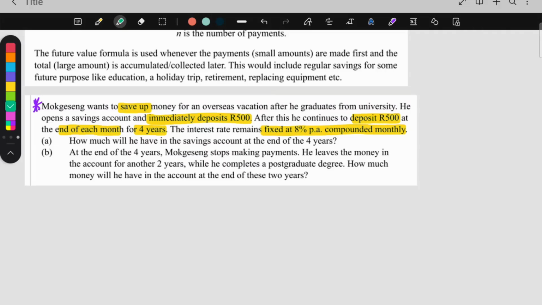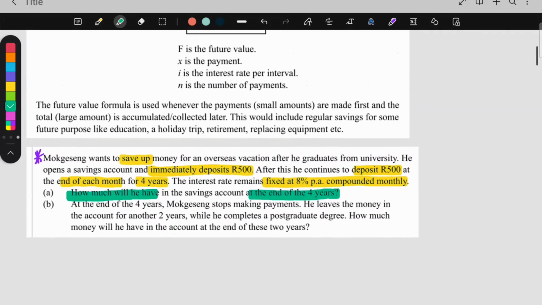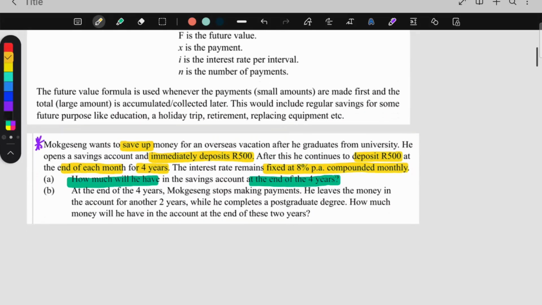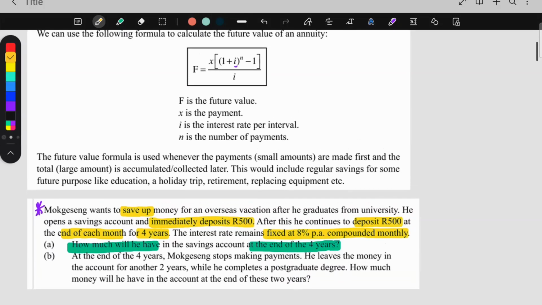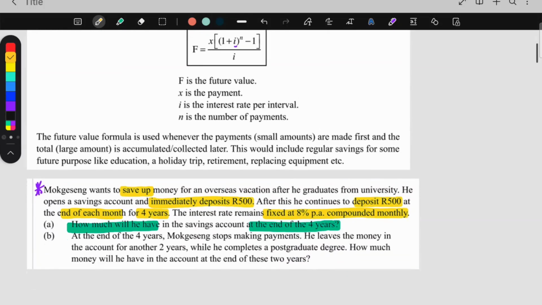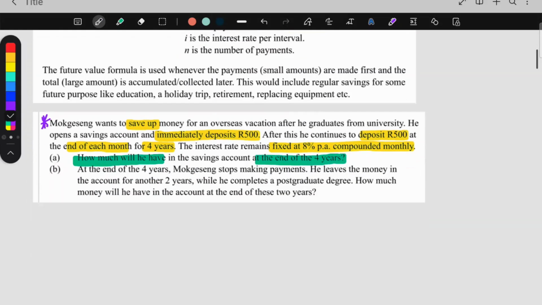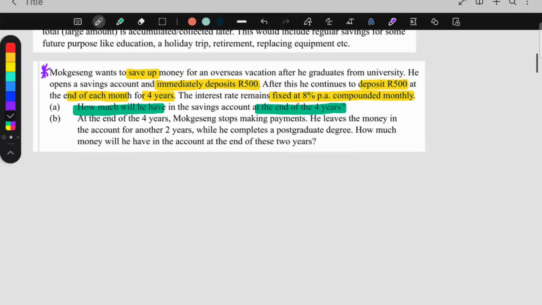And let's look at question A. Question A says, how much will he have in his savings account at the end of the 4 years? So they want to know how much money is in the savings account after 4 years. Now, first of all, we have to figure out what formula we're going to use. In this case, we are definitely using the F formula. Why? Because it's a savings account and he makes regular payments.